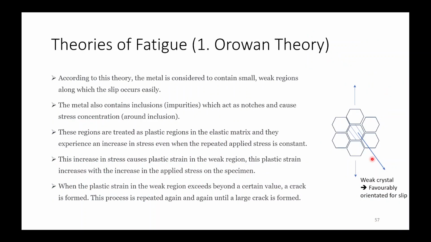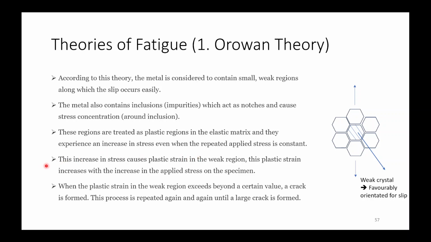Now the theories for fatigue. First is Orowan theory. In this case, it assumes that there are some weak regions present in the crystal. For example, the metal can contain some small weak regions along which the slip occurs easily. The metal also contains inclusions and impurities which act as notches and cause stress concentration around the inclusion. These regions are treated as plastic regions in the elastic matrix, and they experience an increase in stress even when the repeated applied stress is constant.